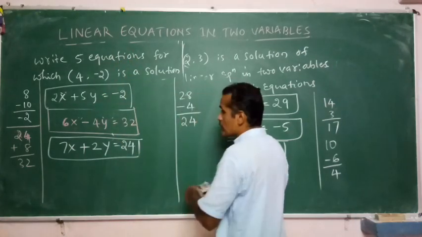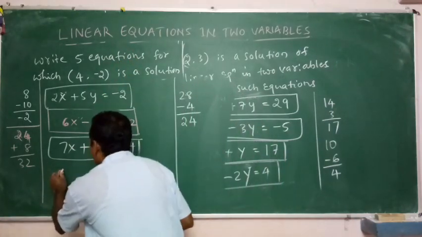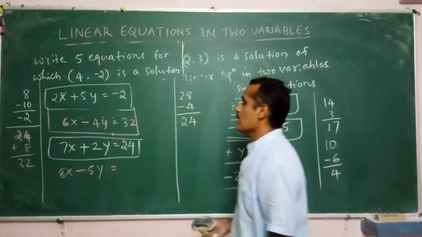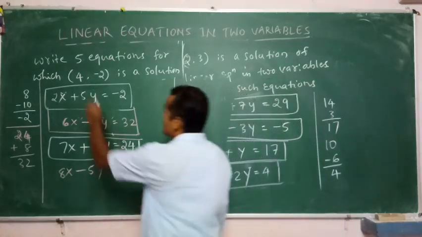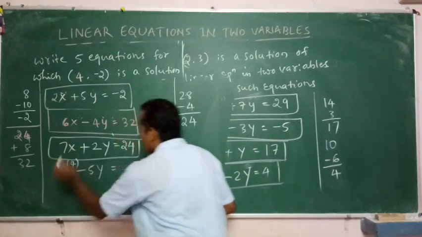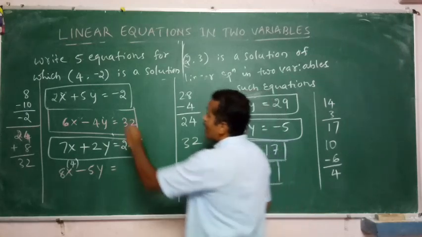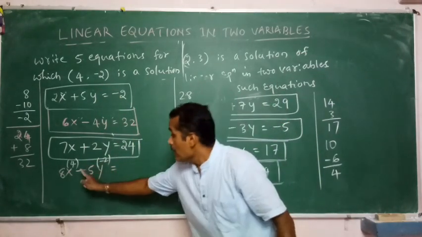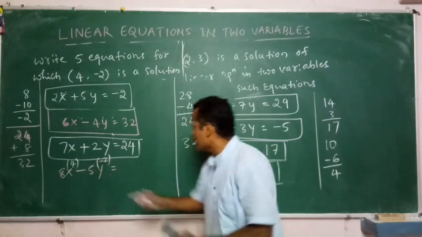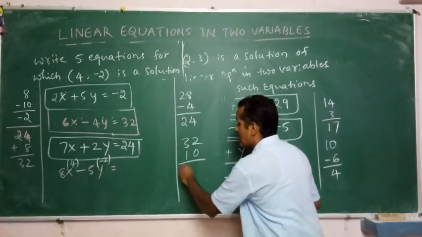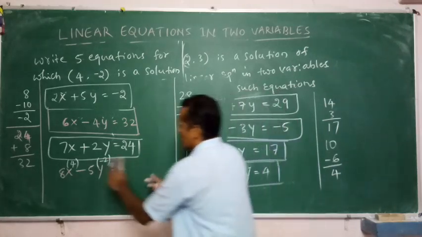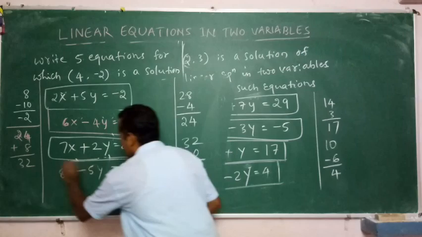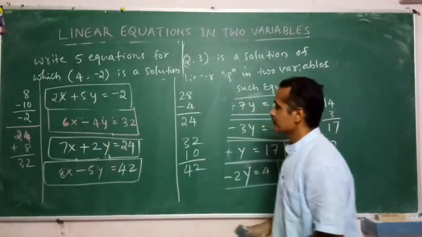Let me go for the fourth equation. I can say 8x minus 5y. X is equals to 4. 8 4s are 32. Y is minus 2. Little carefully, minus 2 minus, plus. 5 2s are 10. It is plus 10. Answer is 42. Right here equals to 42. That is your fourth equation.